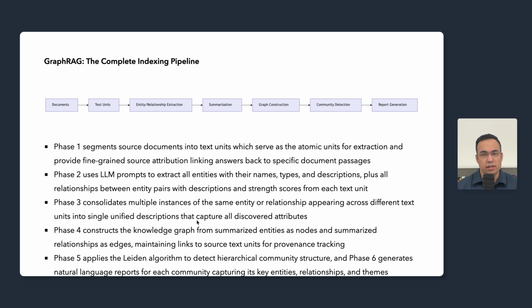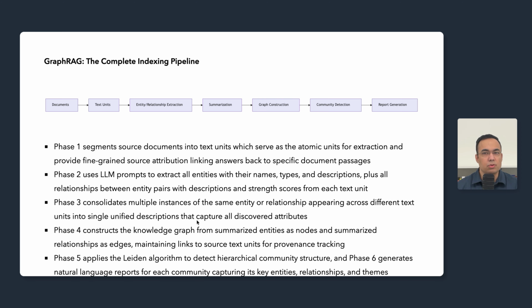Phase 5 is community detection. The Leiden algorithm is applied to detect hierarchical community structure within the graph. This partitions the graph into clusters at multiple levels of granularity. Phase 6 is report generation. Natural language reports are generated for each community, capturing the key entities, relationships, and themes within that cluster. These reports are what enable efficient global search at query time.